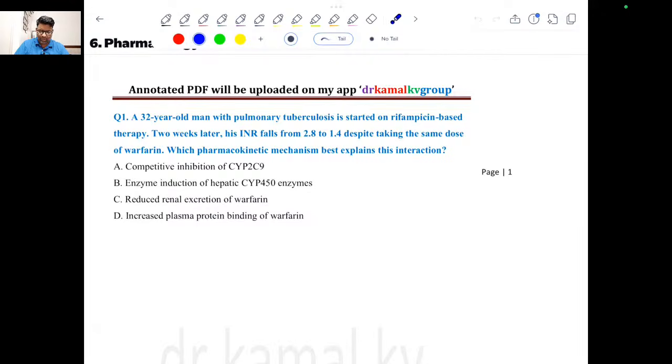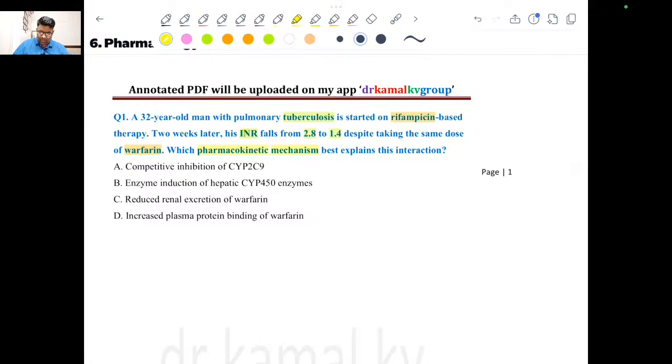Starting the session with the very first question: a 32-year-old male with pulmonary tuberculosis was started on rifampicin-based therapy. Two weeks later, his INR fell from 2.8 to 1.4 despite taking the same dose of warfarin. Which pharmacokinetic mechanism best explains this interaction? This kind of question is very commonly asked.